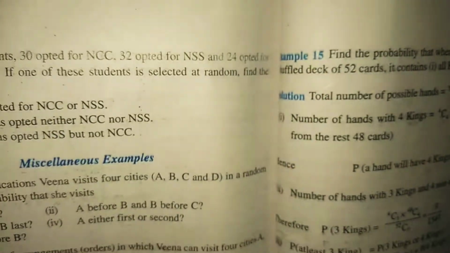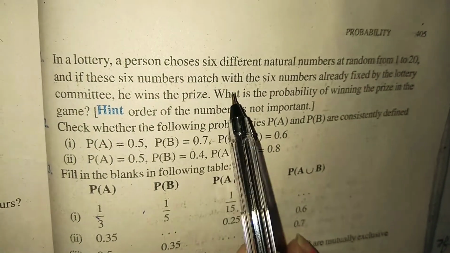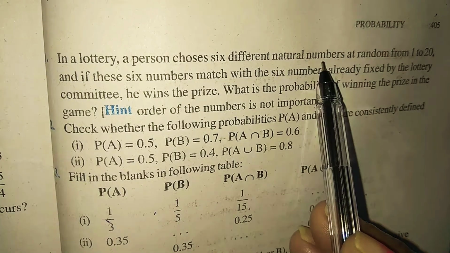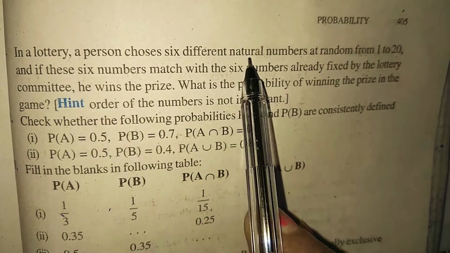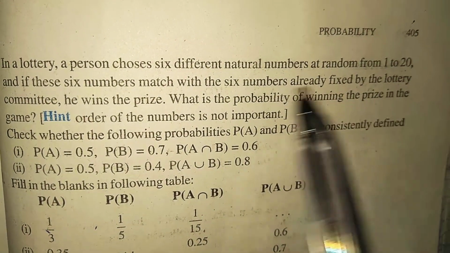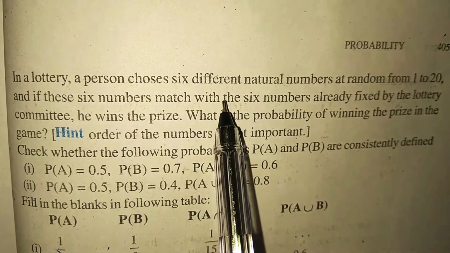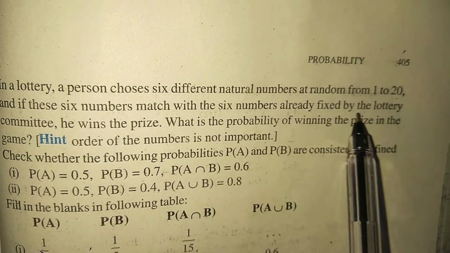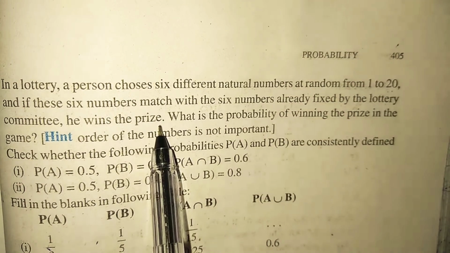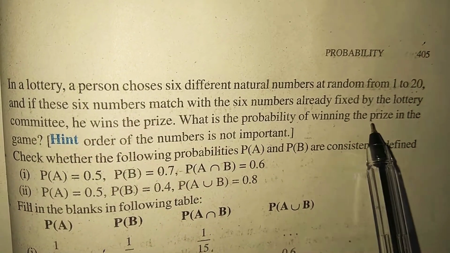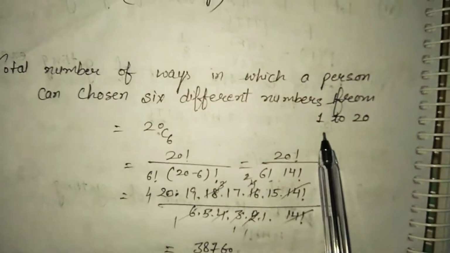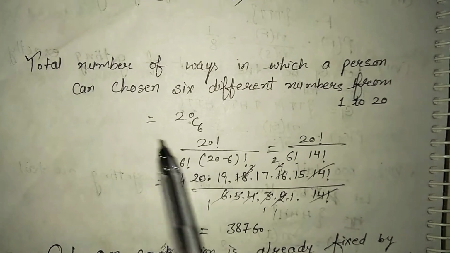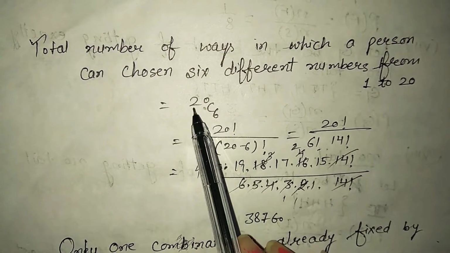In the 11th question, in a lottery, a person chooses 6 different natural numbers at random from 1 to 20. If these 6 numbers match with the 6 numbers already fixed by the lottery committee, he wins the prize. What is the probability of winning the prize in the game? In this question there are 20 numbers and he wants to choose only 6 numbers. Then in how many ways can he choose?